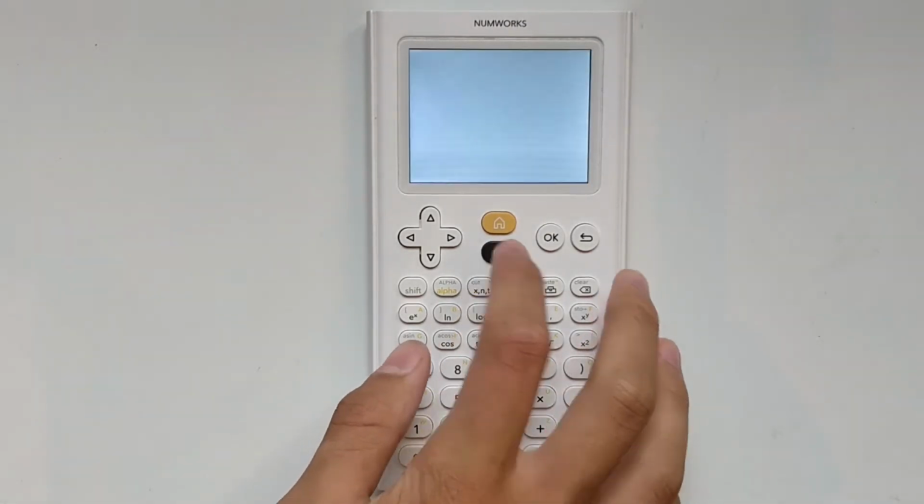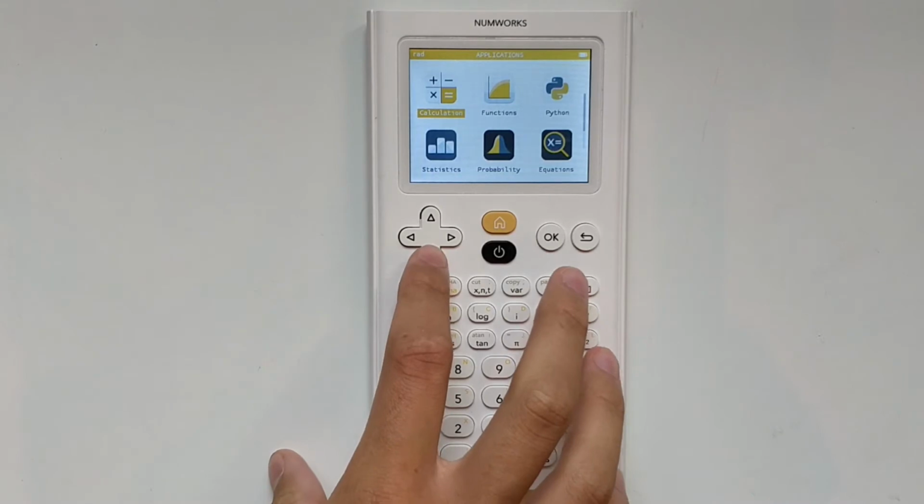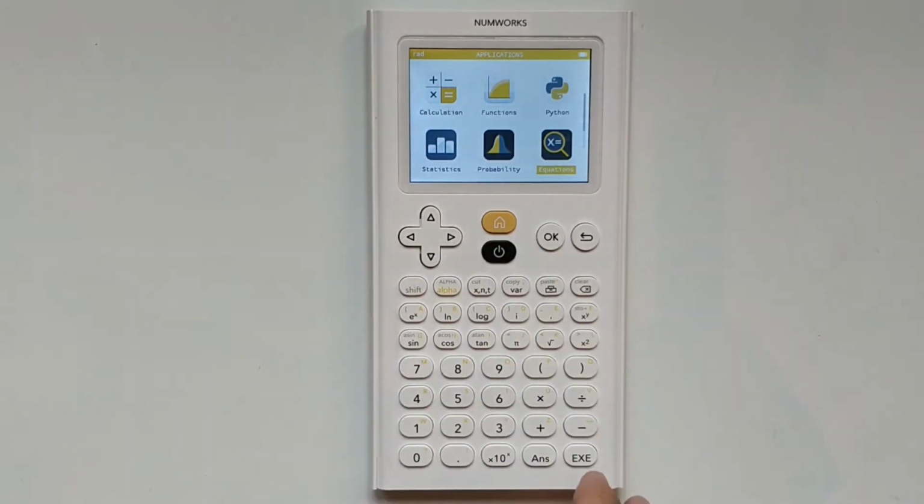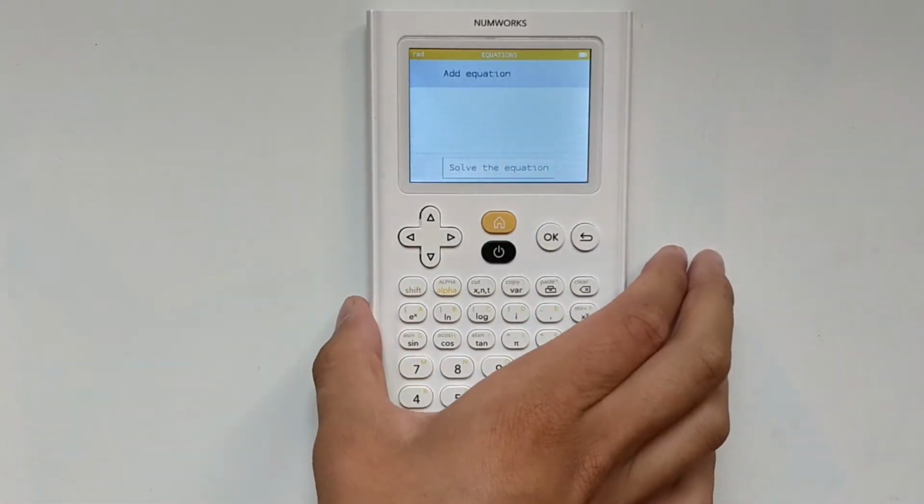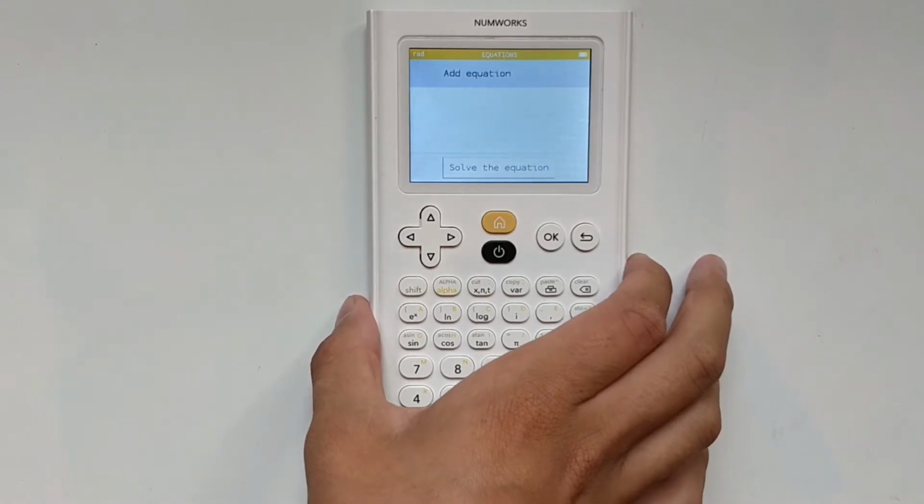Today, we're going to be taking a look at how to use the Equations app on the Numworks Calculator. So we can open it up by just selecting it and clicking Execute, and we should see a screen like this. So let's try solving the equation 12 equals 4x.